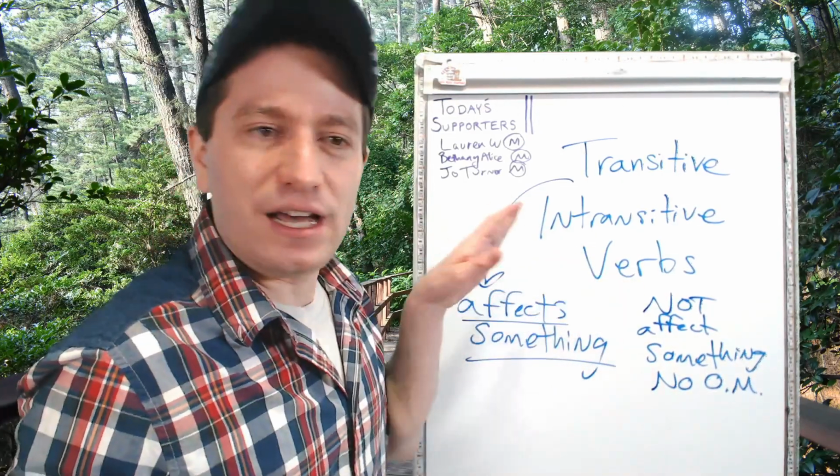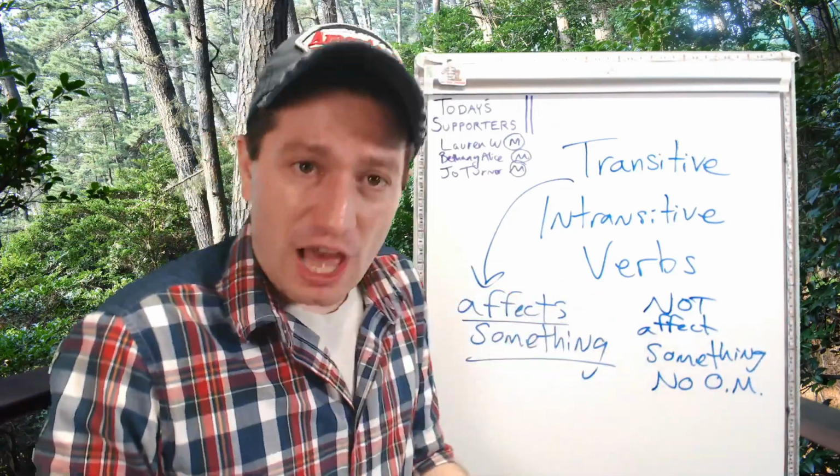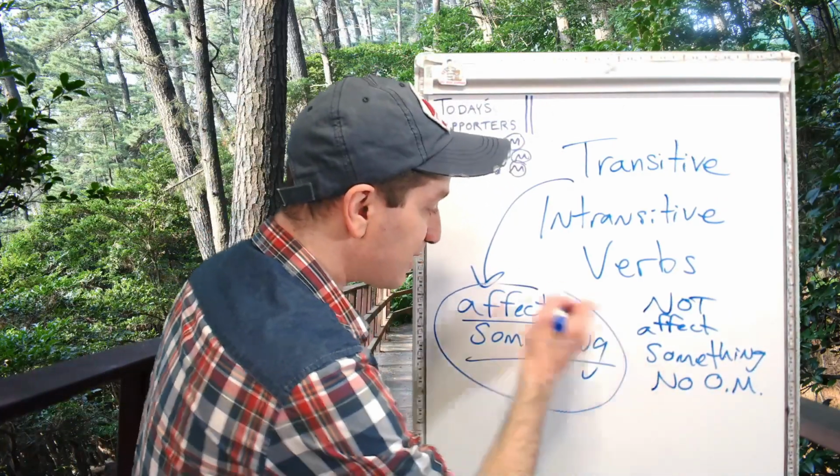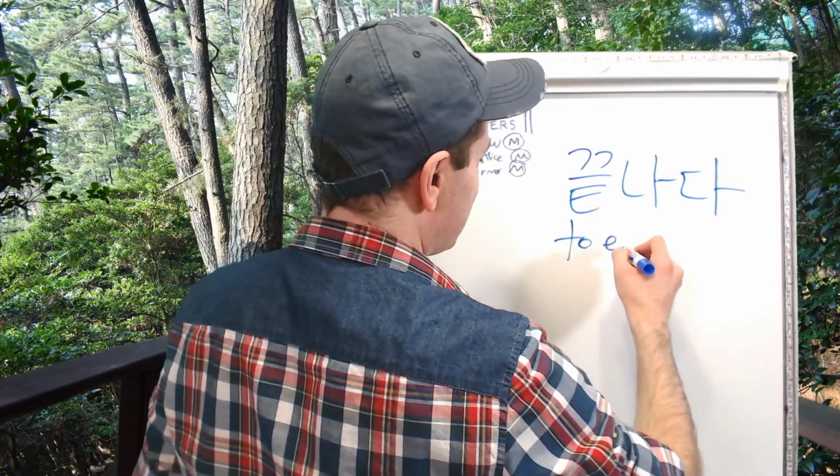But there are actually a lot of action verbs. There are a lot of action verbs that actually don't affect something. 끝나다 means to end or to finish.